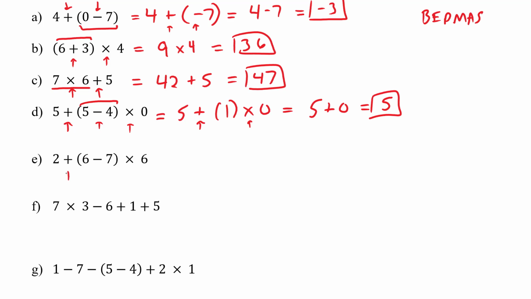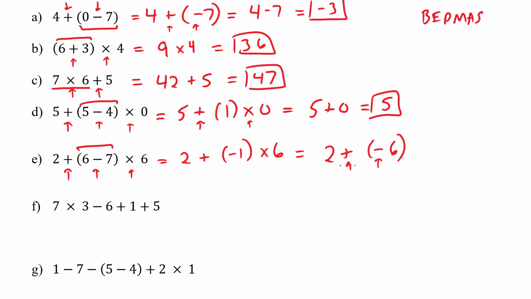Very similar here. Addition, subtraction, multiplication, brackets. So we do the brackets first. 2 plus, in this case here, 6 minus 7, minus 1 times 6. We then do multiplication next. Minus 1 times 6 is minus 6. 2 plus minus 6. In this case here, you see we have a negative sign and a positive sign, an odd number. So this is going to be 2 minus 6, which gives me an answer of minus 4.